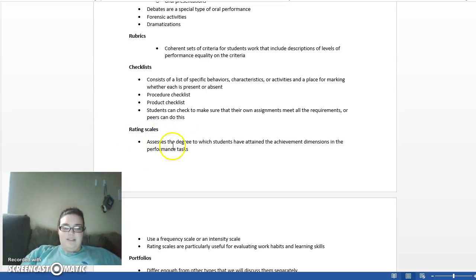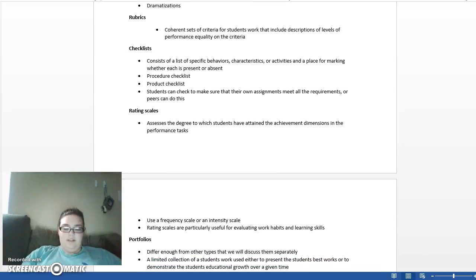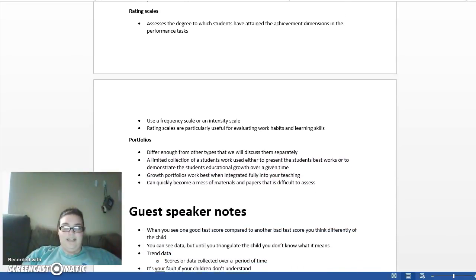And rating scales assess the degree to which students have attained the achievement dimension in the performance task. It uses a frequency scale or an intensity scale, and rating scales are particularly useful for evaluating work habits and learning skills. I think rating scales are a really good thing to use.